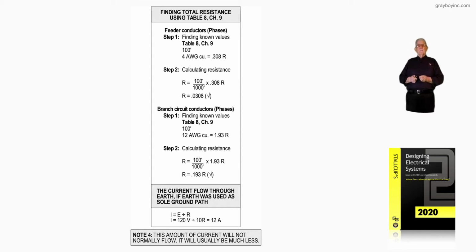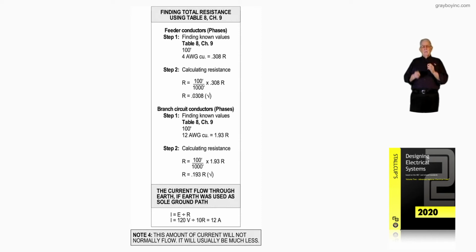total value of 0.0308 when we do our math. Now, the branch circuit conductor number 12 for 100 feet, we have a number 12 AWG copper, 1.93 is the resistance. A 100 foot run divided by 1,000 times 1.93 for that number 12. We come up with a total resistance of 0.193.